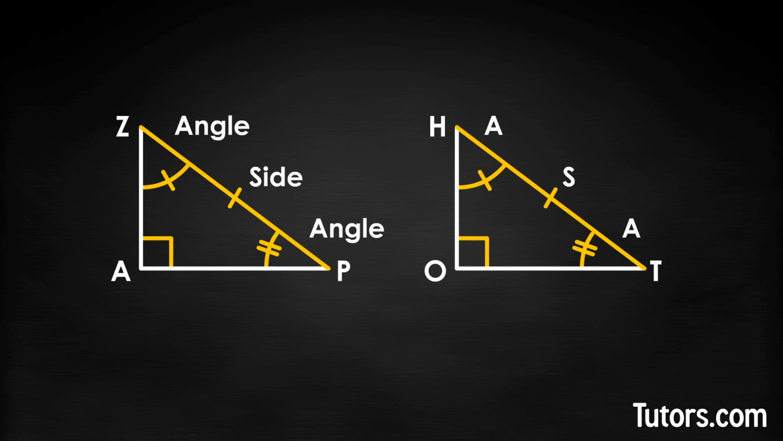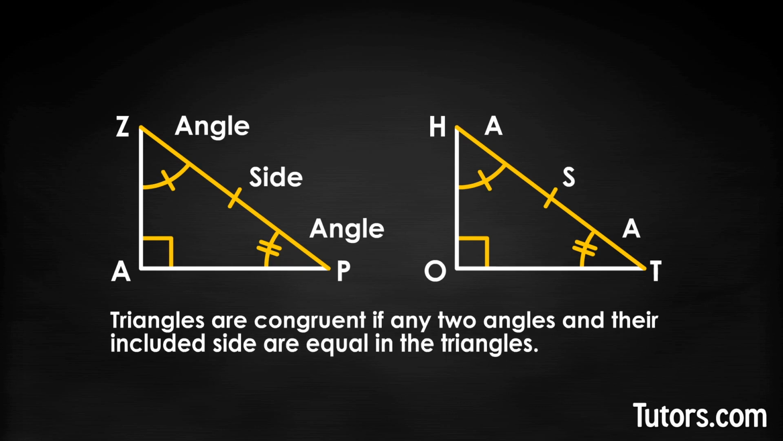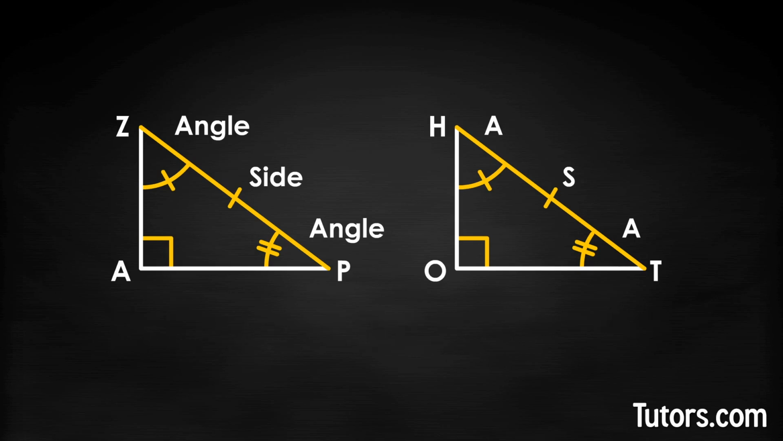Recall that ASA tells us triangles are congruent if any two angles and their included side are equal in the triangles. Building off that handy right angle, we worked out 2 included angles on either side of the hypotenuse. This allows us to apply the ASA postulate and know that the triangles are congruent. Now, do you need to go through all that every time you want to show 2 right triangles are congruent? No. You can use the HA theorem instead.